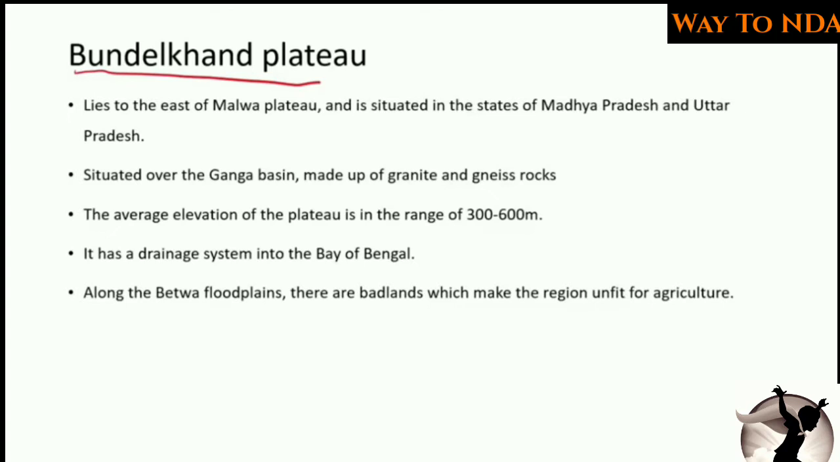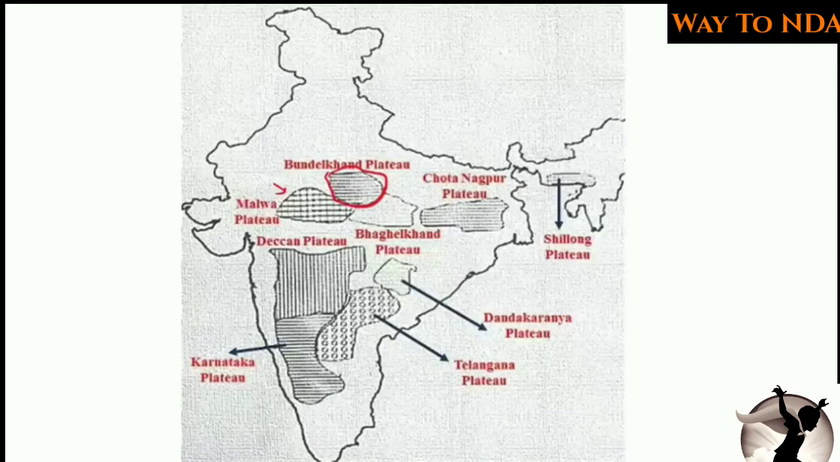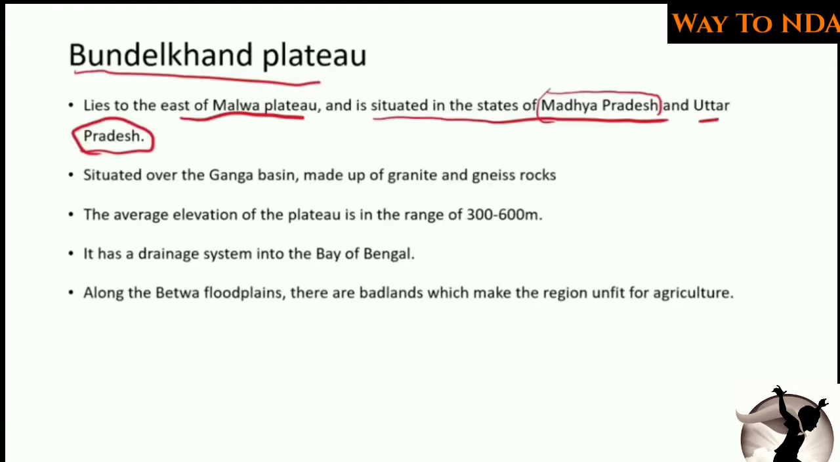Bundelkhand Plateau lies in the east of Malwa Plateau, and it is situated in the states of Madhya Pradesh and Uttar Pradesh. Remember the states. Secondly, it is situated over the Ganga basin, made up of granite and gneiss rock, and the average elevation range of this plateau is about 300 to 600 meters.